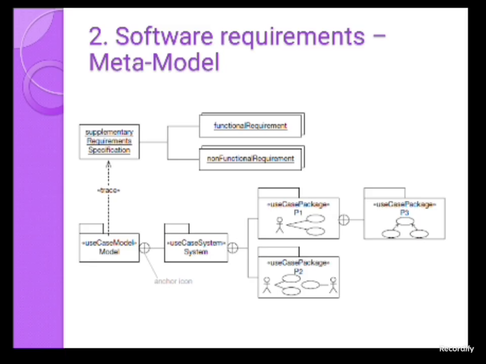This slide shows the software requirements meta model. A meta model represents how different requirement documents and models are connected. It follows UML notations, which are commonly used in object-oriented software engineering. Here we can see that the use case model, vision document, supplementary requirement specification, and glossary are all related. The tracing relationship helps us connect requirements with corresponding use cases, making it easier to verify whether every requirement has been implemented.